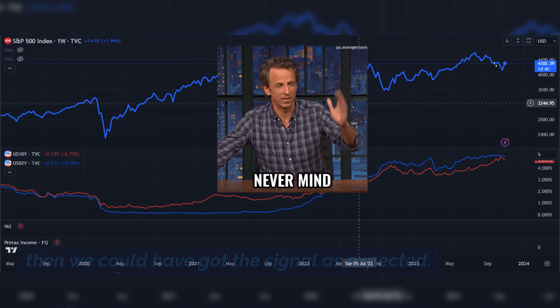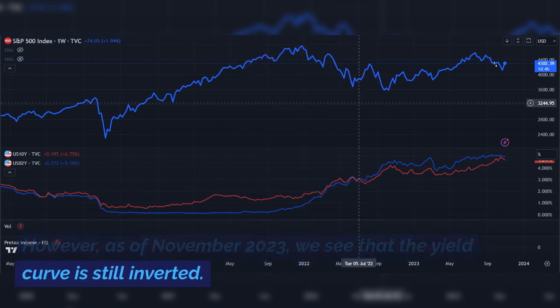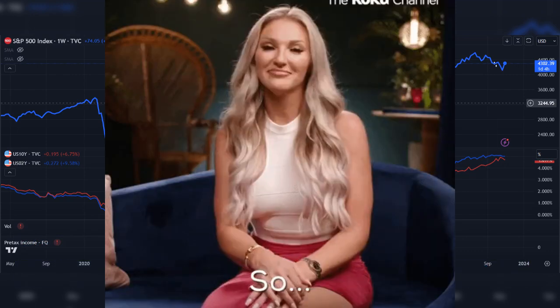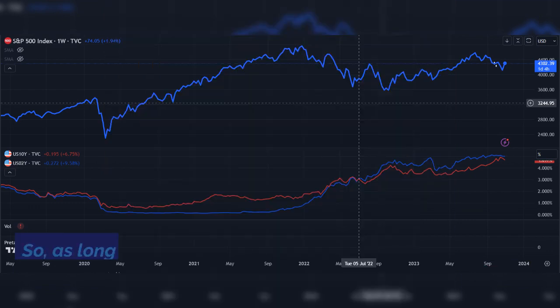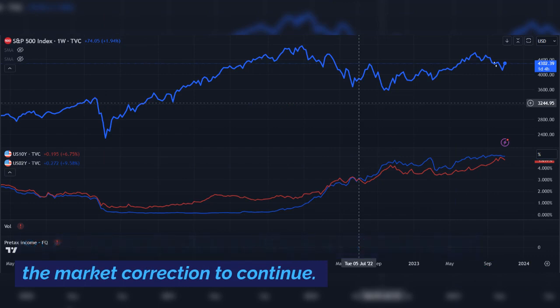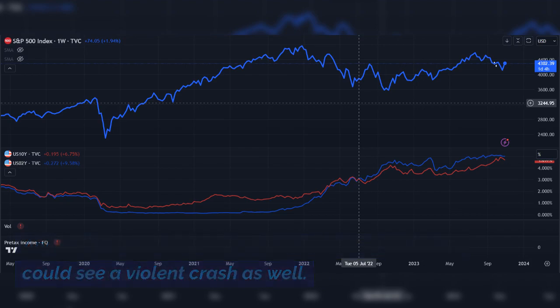However, as of November 2023, we see that the yield curve is still inverted. In other words, the 2-year yield is above the 10-year yield. So, as long as this state continues, we should expect the market correction to continue. And, if there is economic recession in 2024, then we could see a violent crash as well.